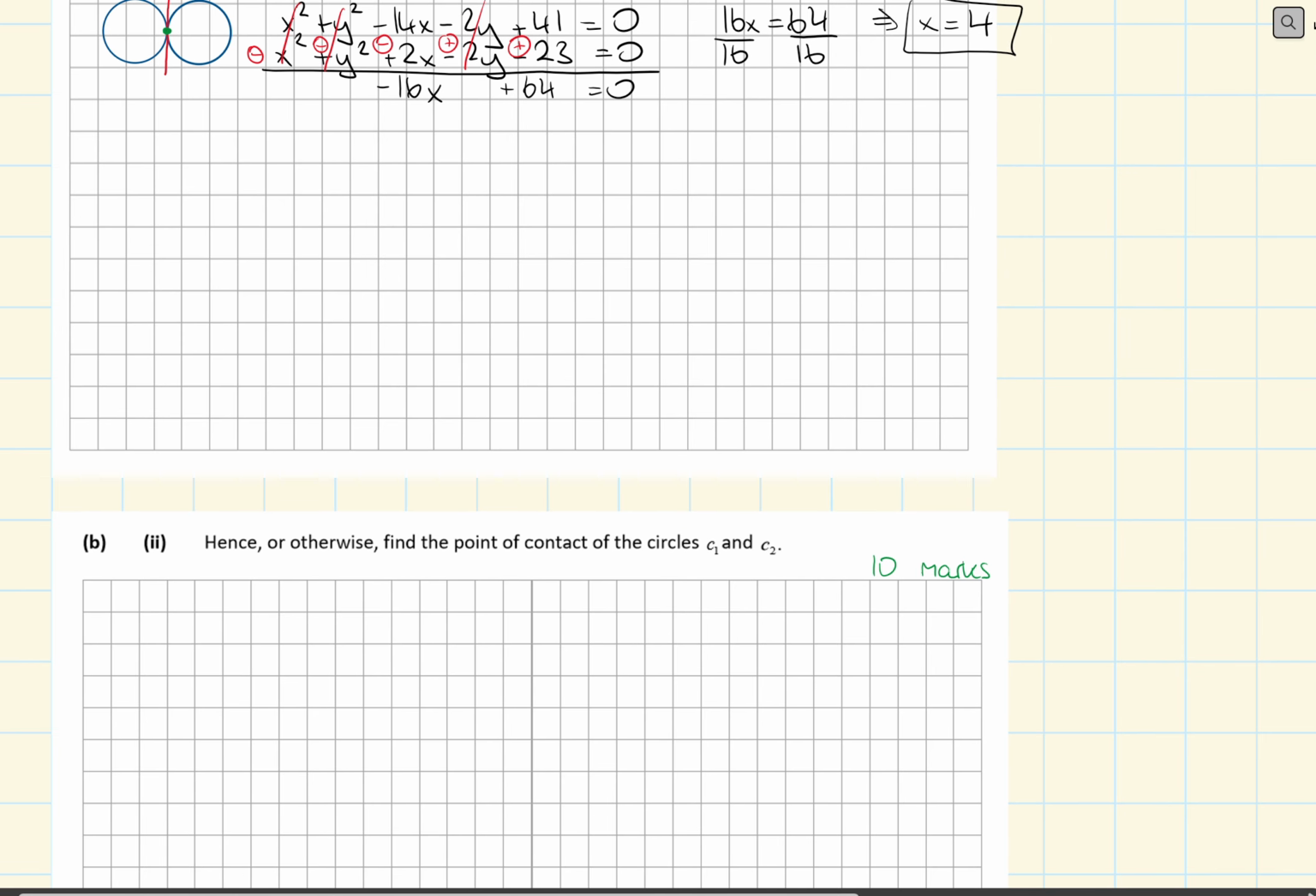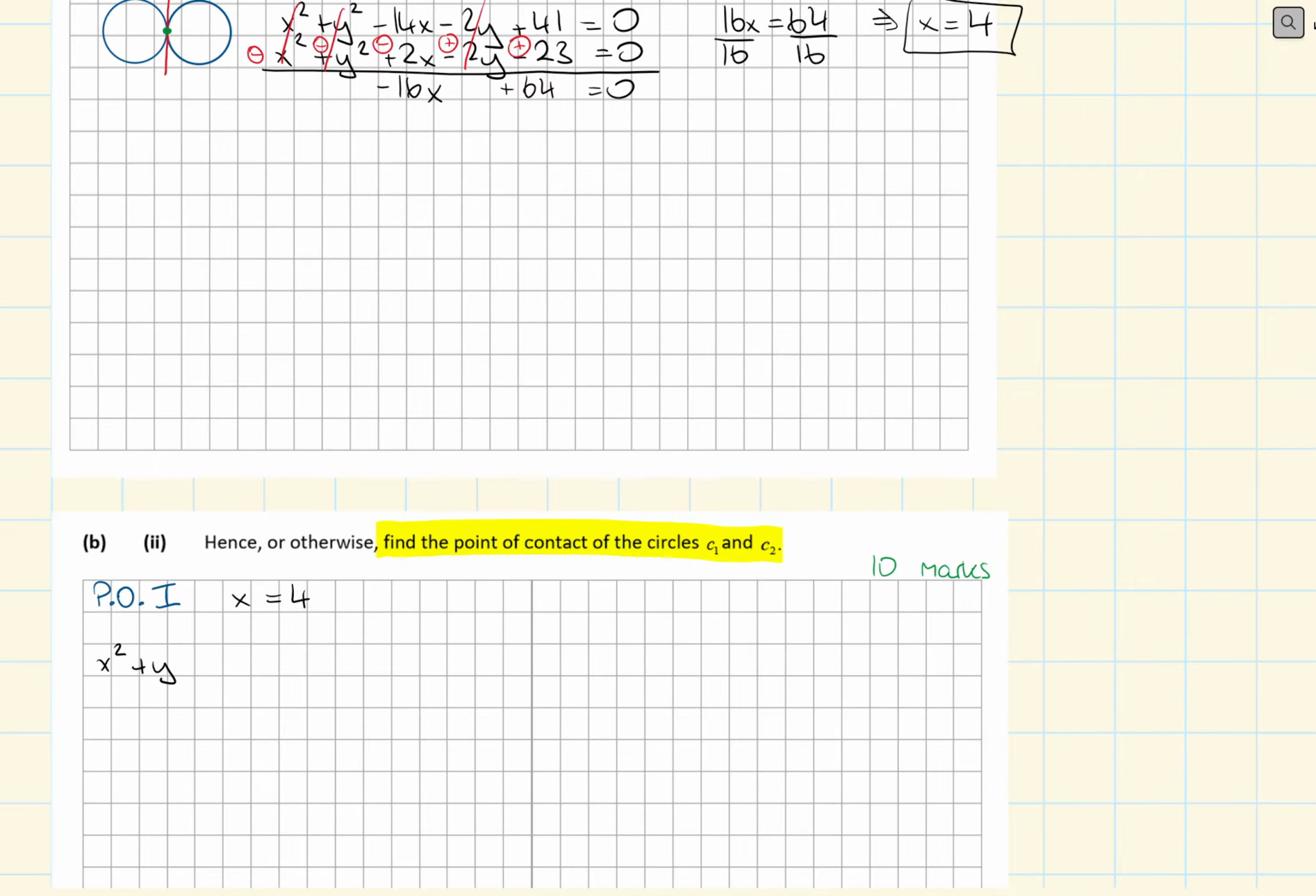Okay. Next part then. Hence or otherwise, find the point of contact of the circles C1 and C2. So they want point of intersection. And we know already x equals 4. So I can pick one of the two circle equations and sub x equals 4 into it. So we get 4 squared plus y squared minus 14 times 4 minus 2y plus 41 equals 0.